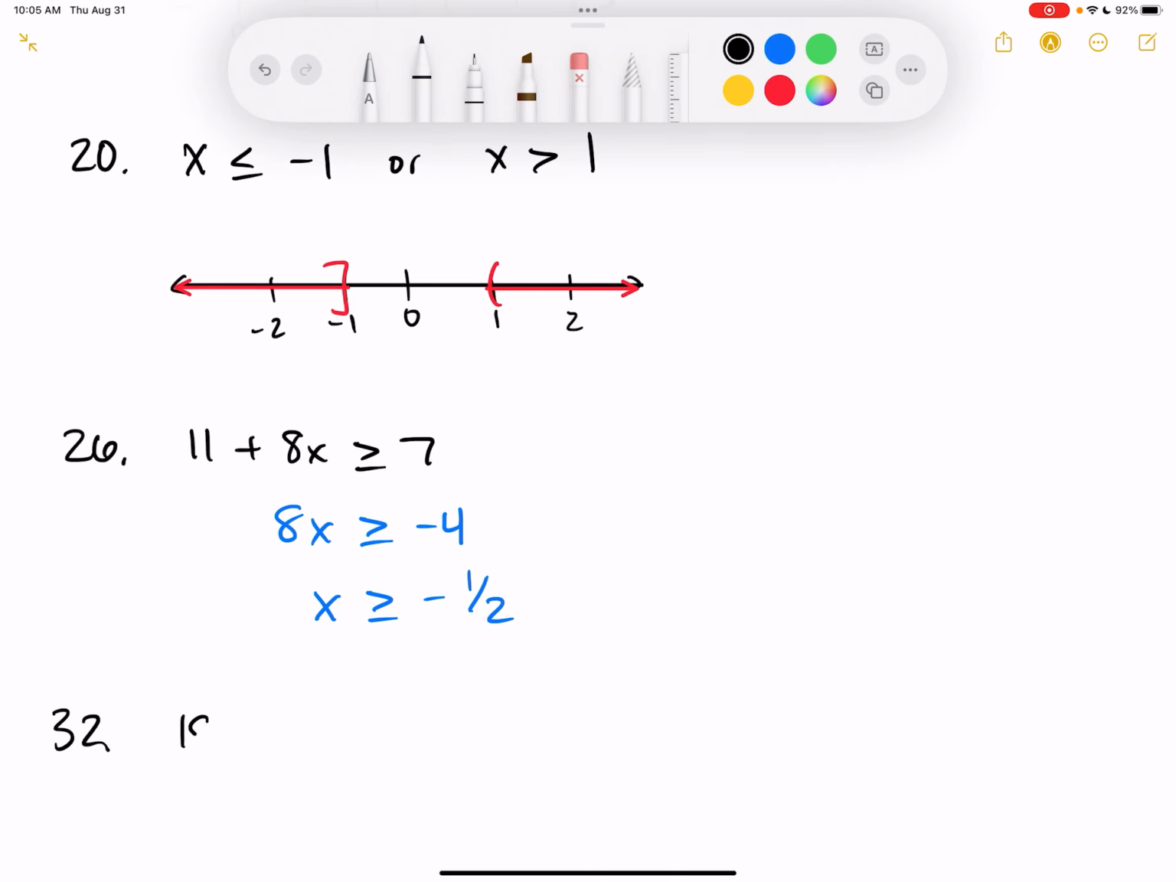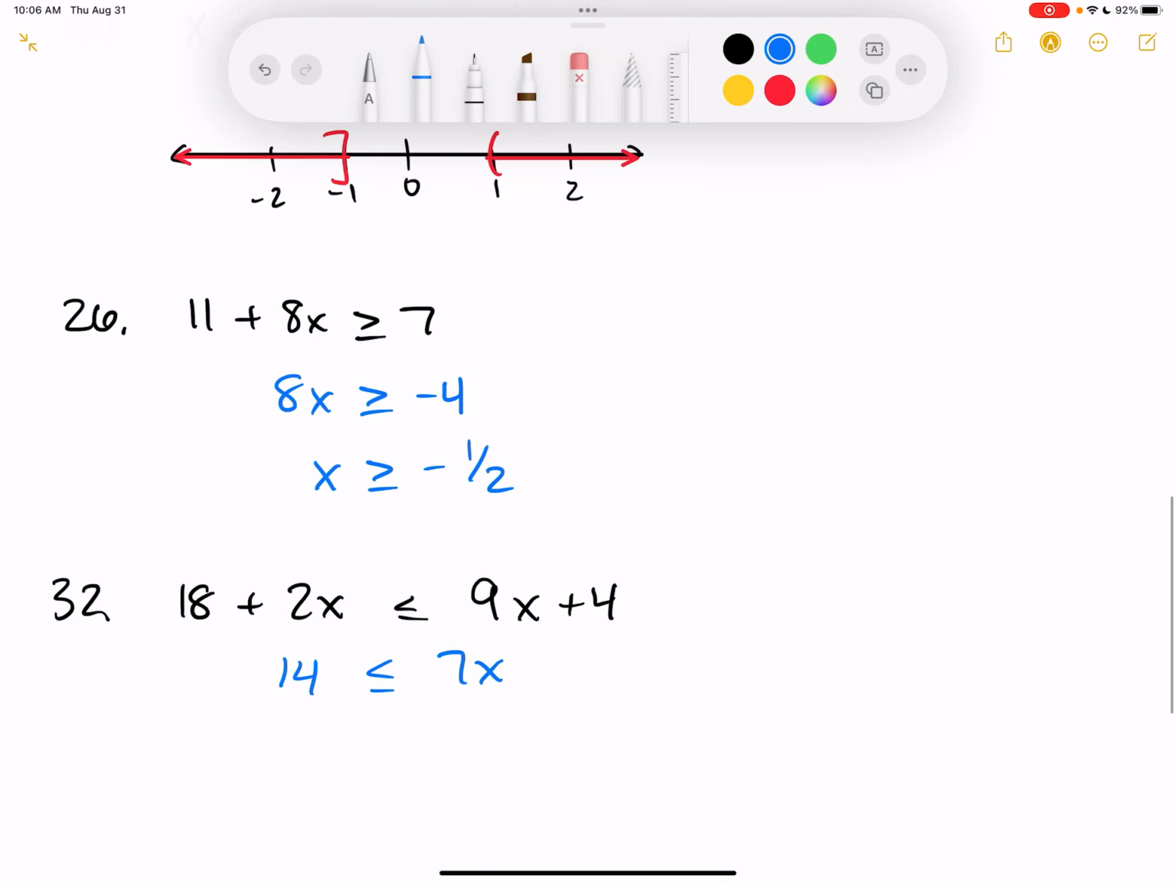32: 18 plus 2x is less than or equal to 9x plus 4. Subtract 2x, and subtract 4. Okay, so it's going to be 14 less than or equal to 7x. So x is greater than or equal to 2. Yep. And I would typically flip it. You don't have to, but I prefer for it to look like that, with the variable on the left.